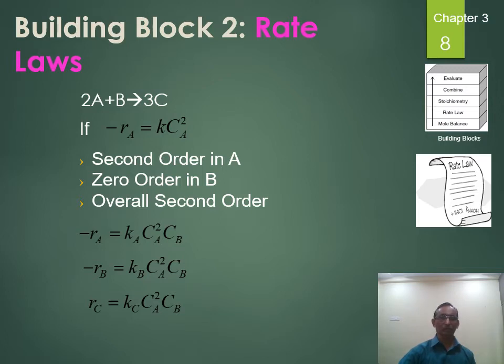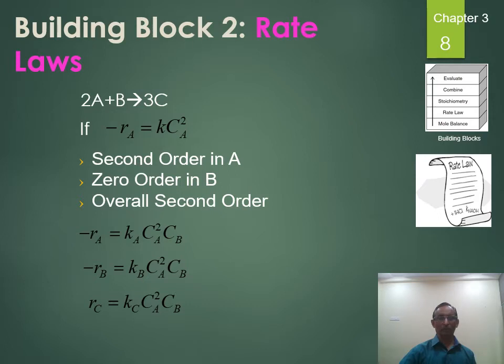With reference to A, minus Ra equals Ka Ca raised to 2 into Cb raised to its stoichiometric coefficient 1. Similarly, minus Rb equals Kb Ca squared into Cb. Similarly for the formation of C, it is plus Rc. Practice writing the plus and minus signs so that you do not get confused. Minus means disappearance. A and B are disappearing, that's why it is minus Ra and minus Rb. C is going to form, so you write plus Rc equals Kc.